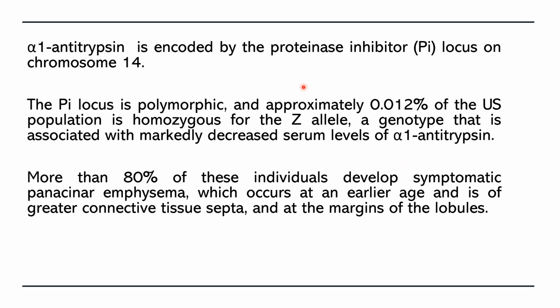Okay, so some genetically predisposed persons who are Z homozygous, that is ZZ, will have a decreased level of alpha-1 antitrypsin. So smoking is there, oxidant is there, inflammation is there, elastase is there, all are trying to destroy the lung tissue, and there are several factors that will try to prevent them. One is NRF2, and another, the elastase mediated damage, will be prevented by alpha-1 antitrypsin. Now, if these genetically predisposed persons who have the homozygous Z allele are smokers, 80% of these individuals will develop symptomatic pan-acinar emphysema, which occurs even at an early age, and it is of greater connective tissue septa and at the margin of the lobule. So a severe form of disease at an early age will occur in persons who are genetically predisposed, who have ZZ, and they are smokers.